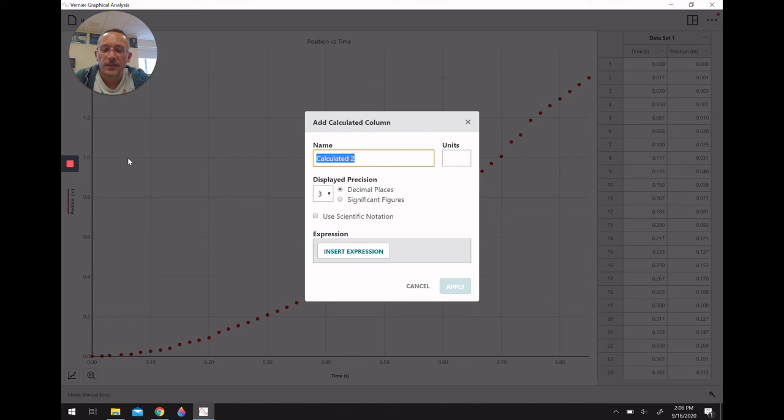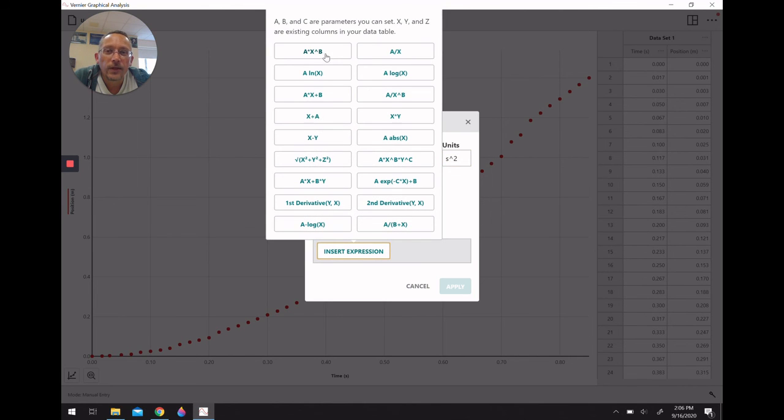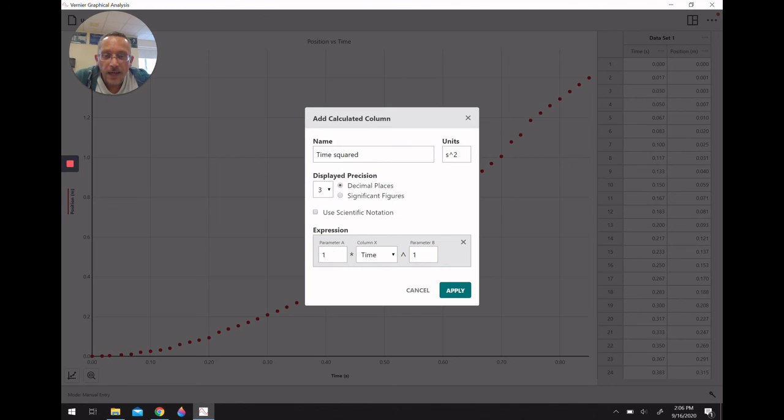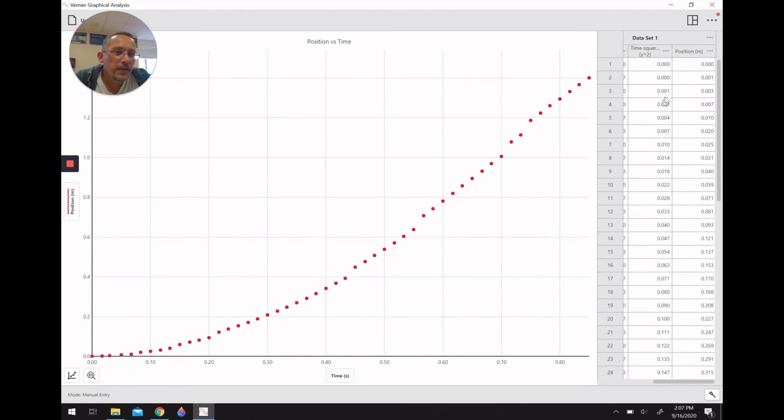This is going to be time squared, and it'll be measured in seconds squared. Okay, and then if you look at your lab handout, it says insert an expression. We want the type a times x to the b. A should be 1, x should be the time, and then b, we want to make that 2 because we want to square it. And you can see that gives me this nice calculated column right here.